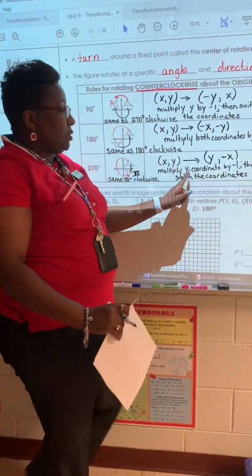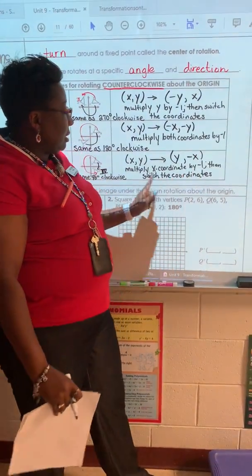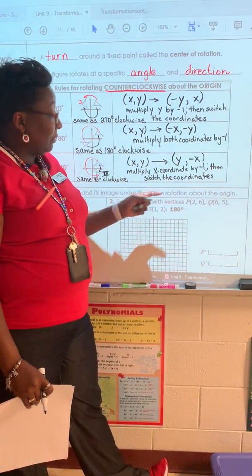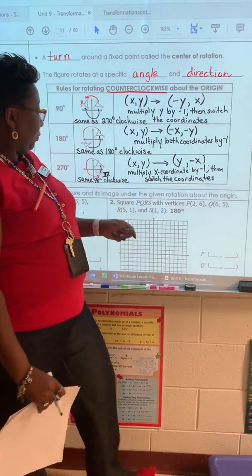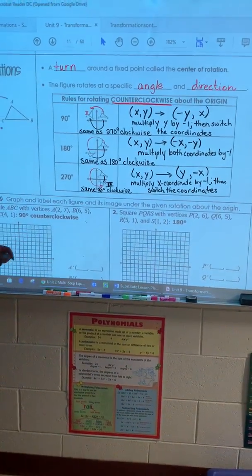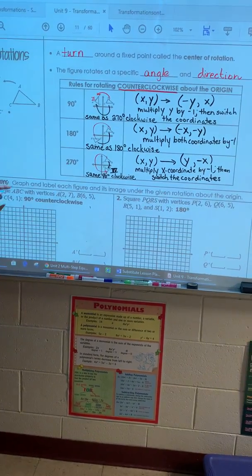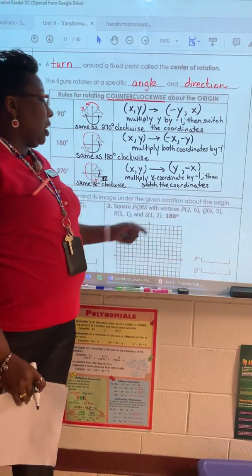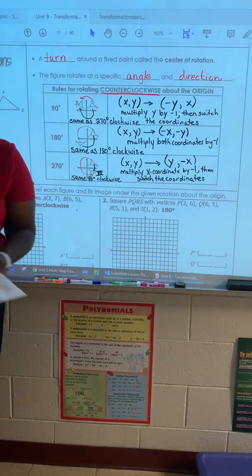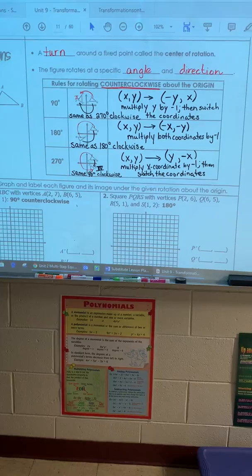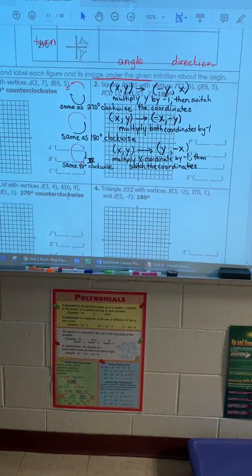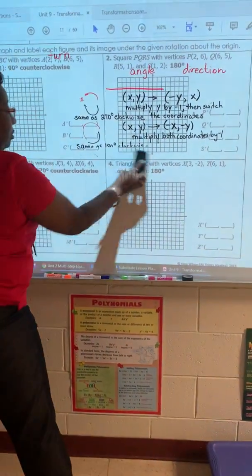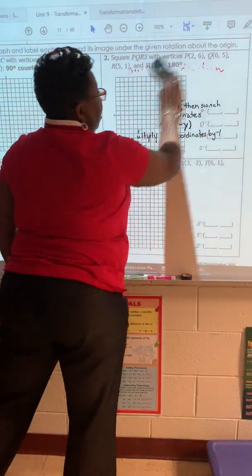You want to remember these rules by multiplying, because sometimes the coordinates you're given could already be negative. So you've got to remember this rule. And we're going to move on and graph and label each figure and its image under the given rotation about the origin. I'm going to do some examples for you, and then I'm going to let you try on your own.